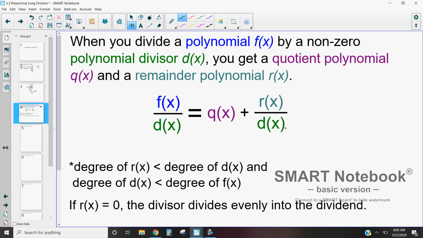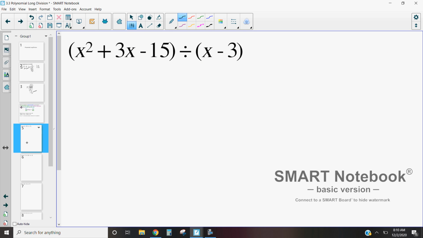Okay, and so the biggest thing to be aware of is that the degree of our remainder needs to be less than the degree of our divisor, and the degree of the divisor needs to be less than the degree of our original function. Because if it isn't, then it won't work. So let's take a look at this first one here.